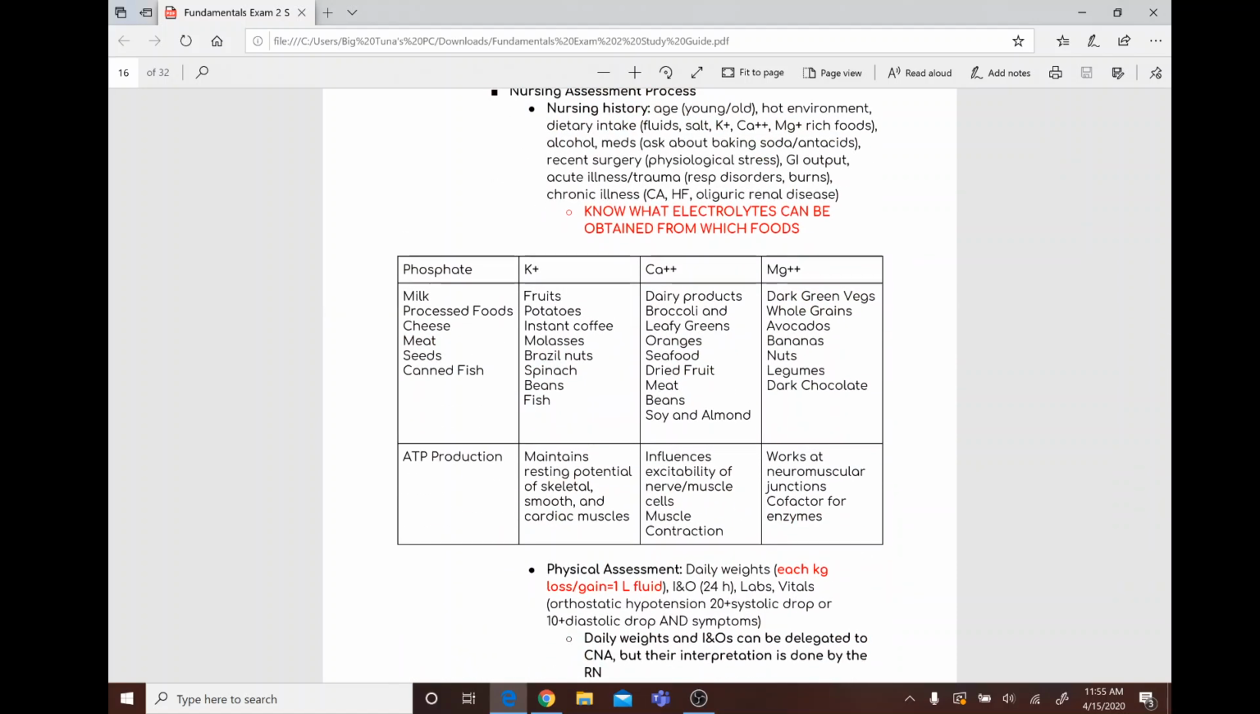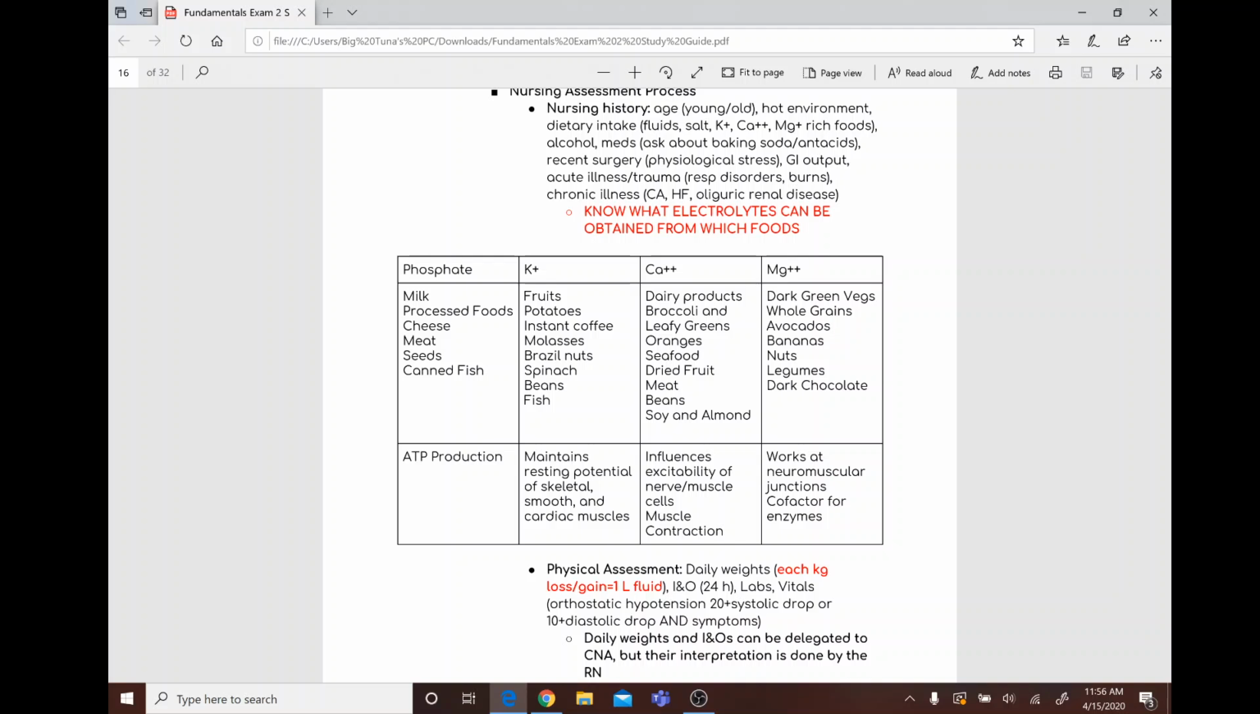All right, what foods can we get phosphate from? Milk, processed foods, cheese, meat, seeds, canned fish. What is the function of phosphate? ATP production. What foods can we get potassium from? Fruits, potatoes, instant coffee, molasses, Brazil nuts, spinach, beans, fish. What are the functions of potassium? Maintains resting potential of skeletal, smooth, and cardiac muscles.